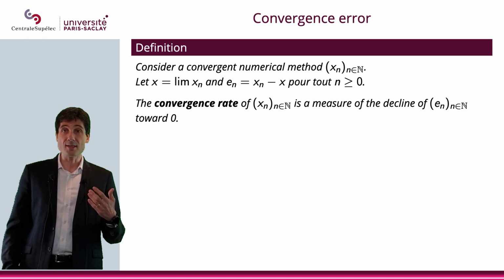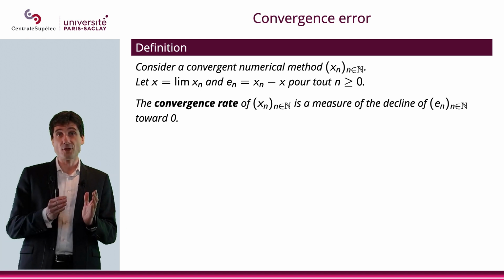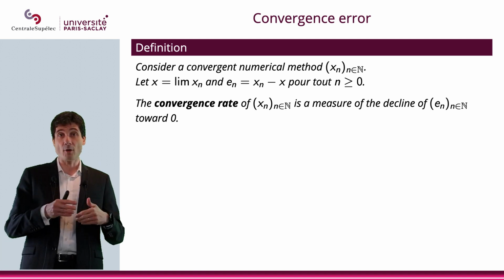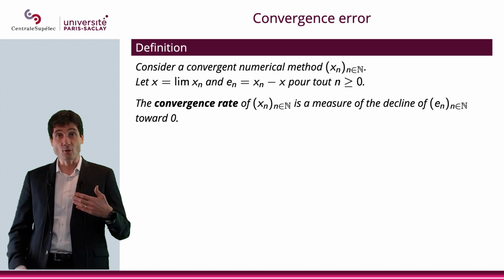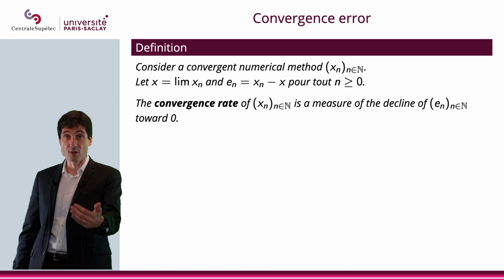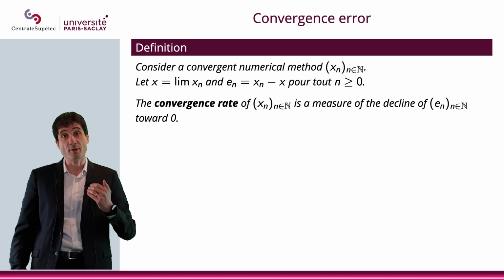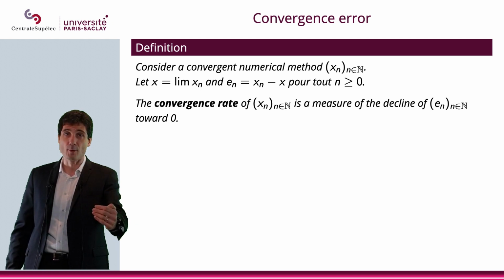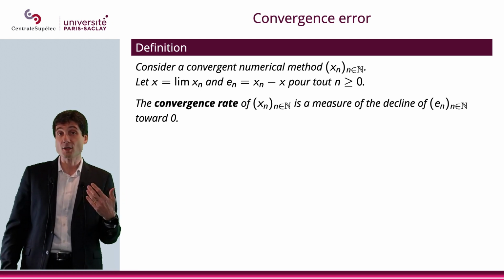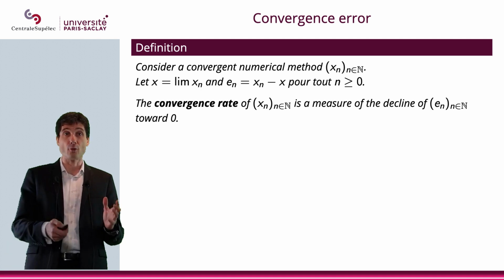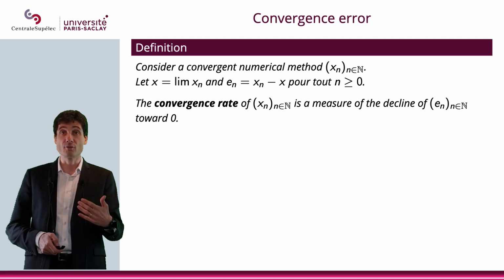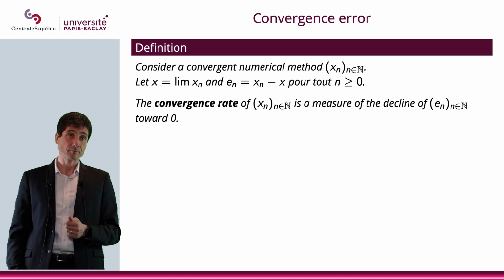Now, you see why this is interesting, because if you have a numerical method, a sequence that converges towards something of interest, you want to know whether you're going to reach this something of interest quickly or not so quickly. So this is why the convergence rate becomes useful and interesting.